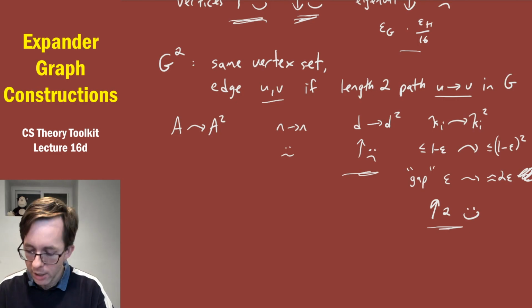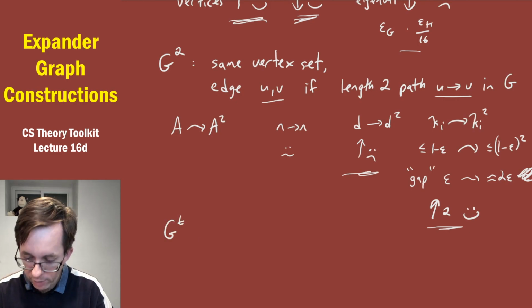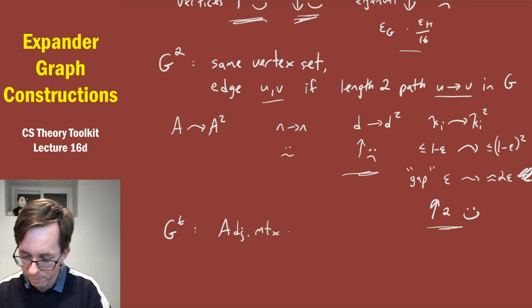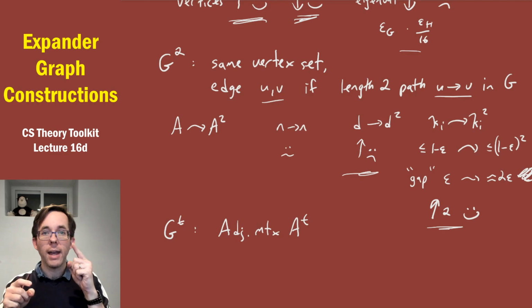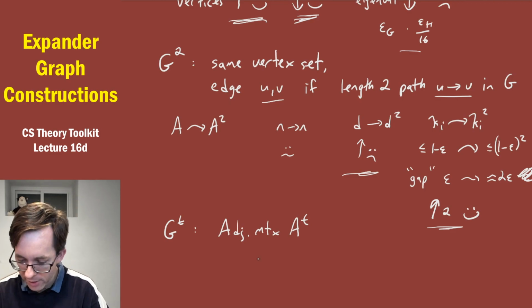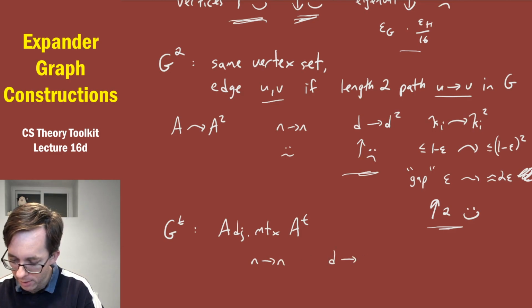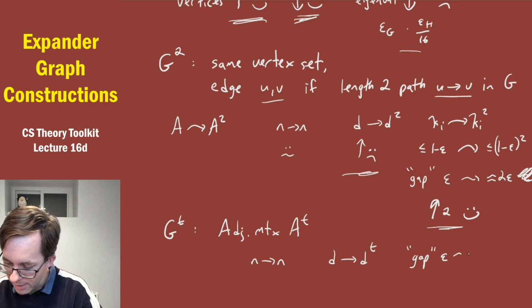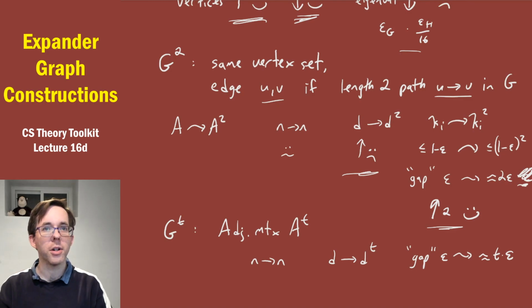Actually, more generally, what you can do is look at the t-th power of G, where t is an integer parameter. This is the graph whose adjacency matrix is A to the power of t, or you put L edges between U and V if there are L paths of length t from U to V. In general, this has n vertices if the previous one had n vertices, and the degree goes from d to d to the power of t, and the eigenvalue gap epsilon basically goes up to around t times epsilon. That's ignoring lower order terms.